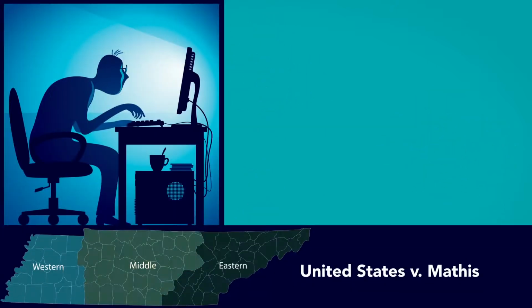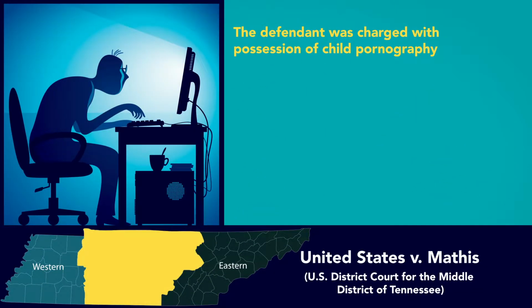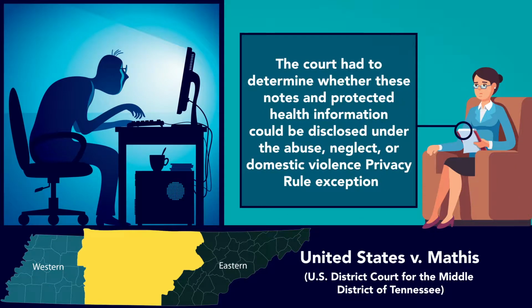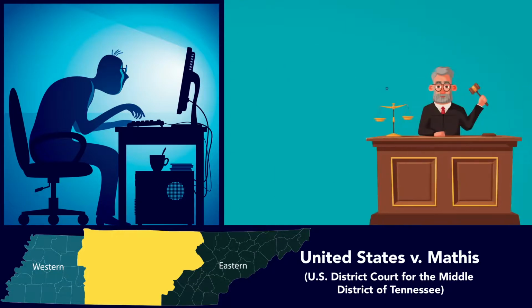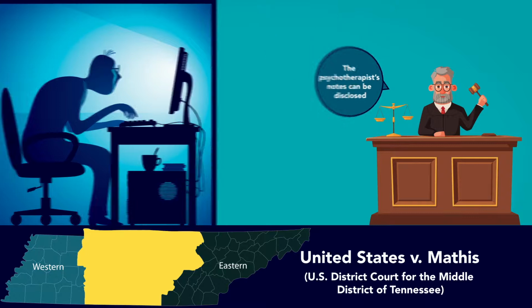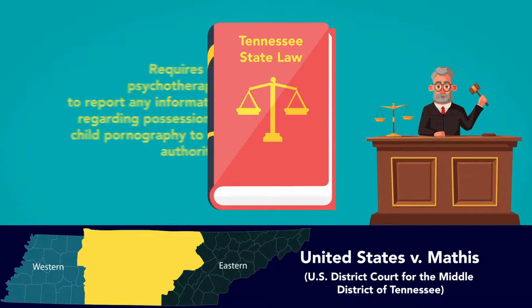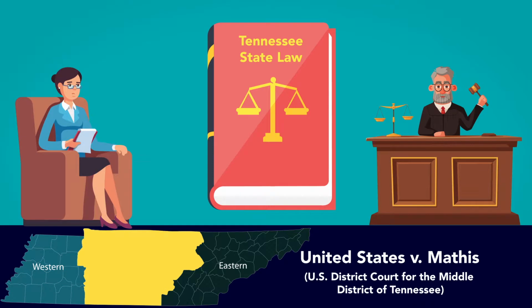In United States v. Mathis, the defendant was charged with possession of child pornography. The government sought notes and information from the defendant's psychotherapist that may have revealed how he acquired child pornography. The federal court had to determine whether these notes and protected health information could be disclosed under the abuse, neglect, or domestic violence privacy rule exception. The court sided with the government and found that the psychotherapist's notes could be disclosed. It reasoned that not only did Tennessee state law require the psychotherapist to report any information regarding possession of child pornography to the authorities, but the psychotherapist's professional judgment to reveal this protected health information could prevent serious harm.